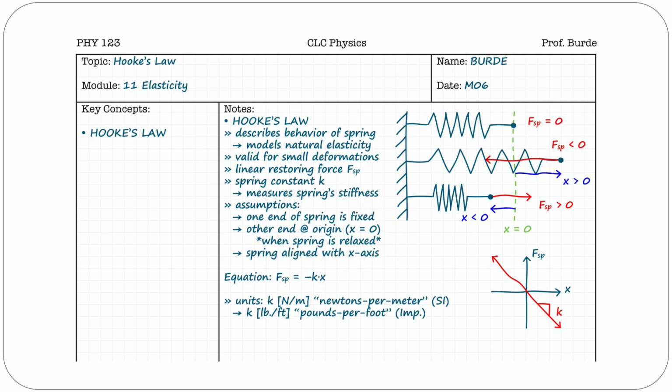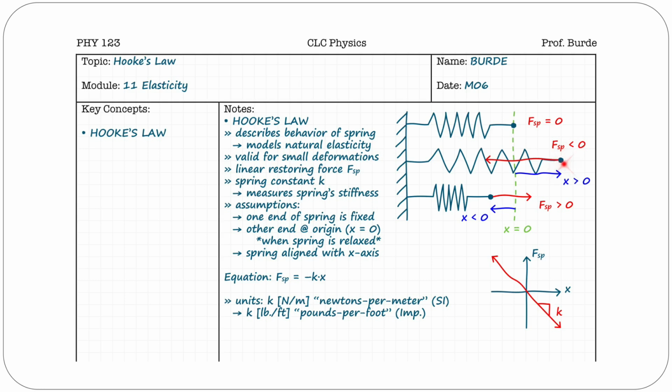In this situation, the equation for the spring force is F equals negative kx. Here, k is the spring constant. That's a measure of how strong the spring is. x is the position of the end of the spring.